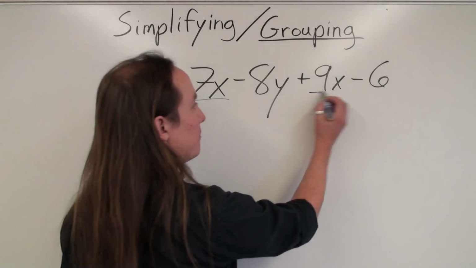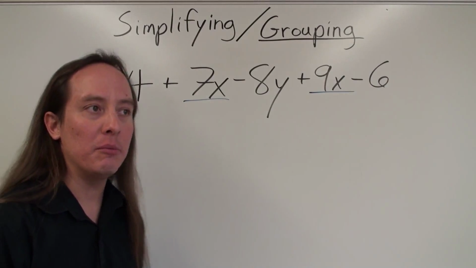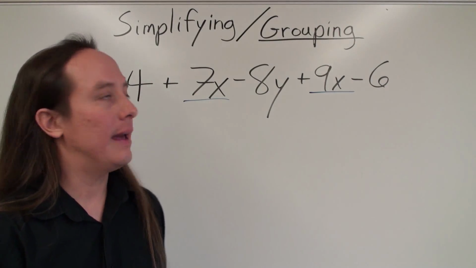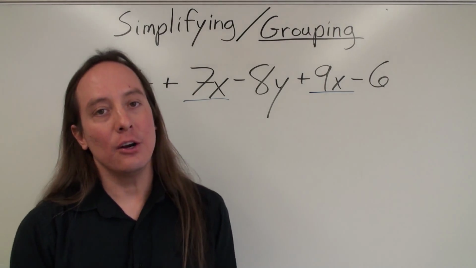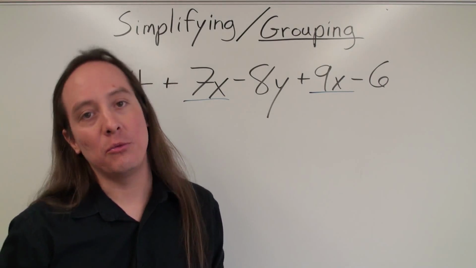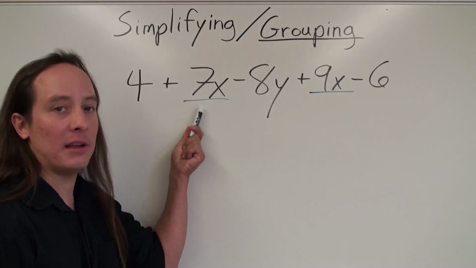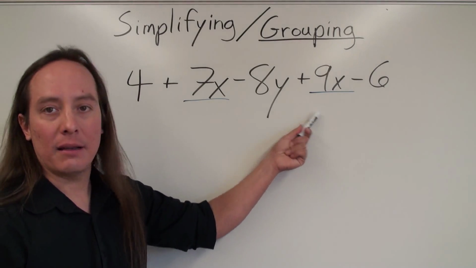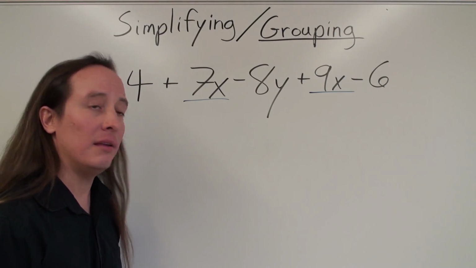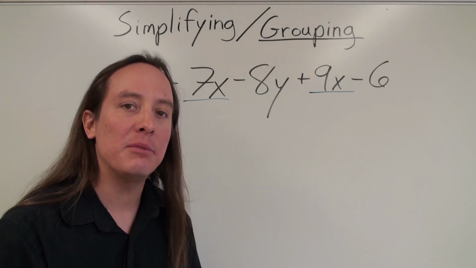So I have this one, and I have this one. I have two terms that have x. Now, remember, like I said before, grouping is always an addition or a subtraction. So I'm just going to be looking at the signs that each term has. The 7x is positive. The 9x is also positive. So a plus and a plus, you add them together, and they keep the same sign.